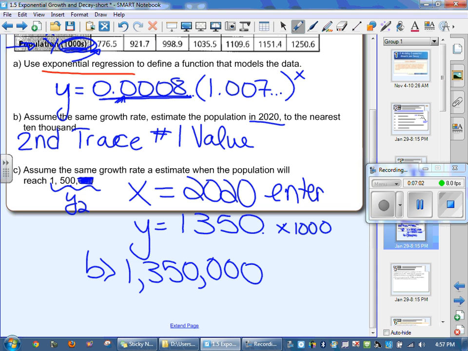All right, do the Y2, do an intersect, and the value you're going to get is around 2034.95 and so on. It runs on forever. So that means around the year 2035. So around the year 2035, the population will reach 1.5 million. Okay, let's take another example.